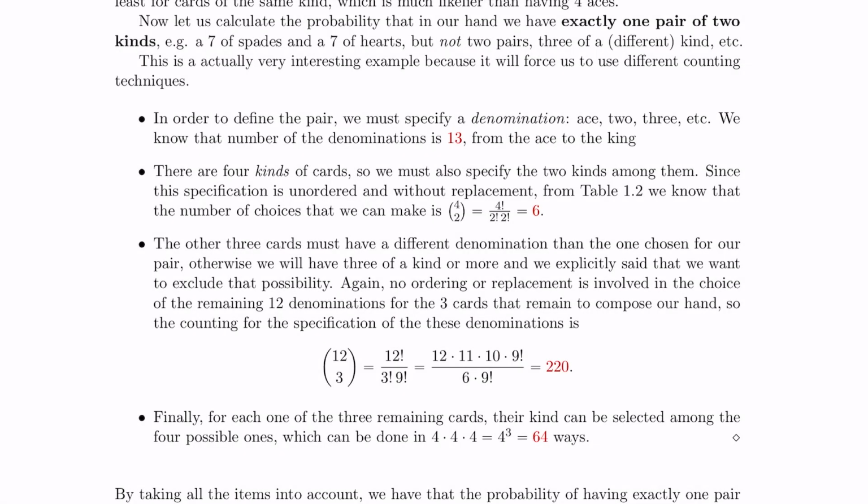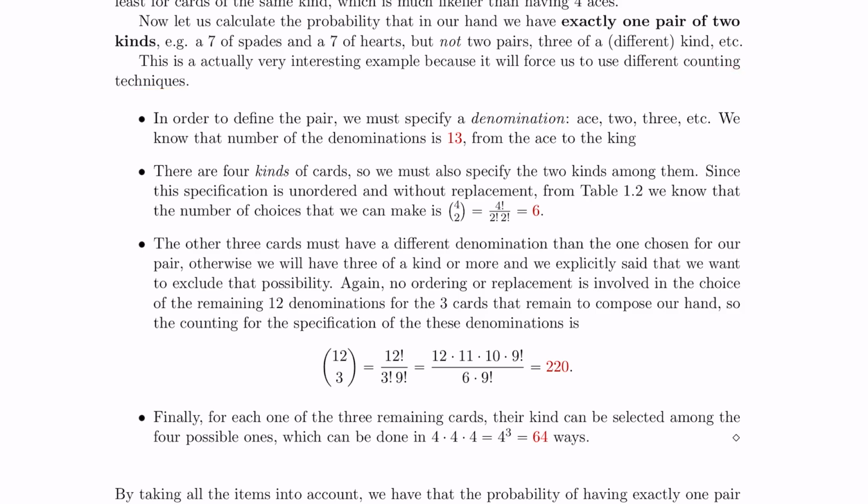The final event that we consider is having exactly one pair of 2 kinds in one hand. That is, for example, a 7 of spades and a 7 of hearts, but not 2 pairs, not 3 of a different kind, etc. This is a very interesting example because it will force us to use different counting techniques.